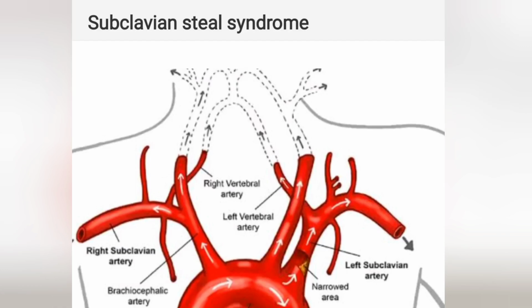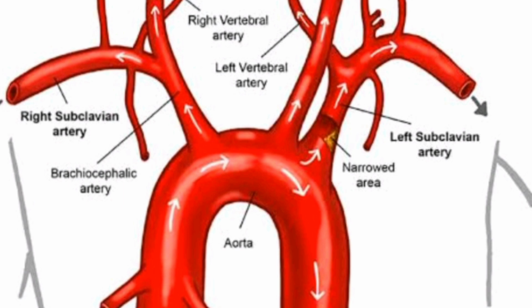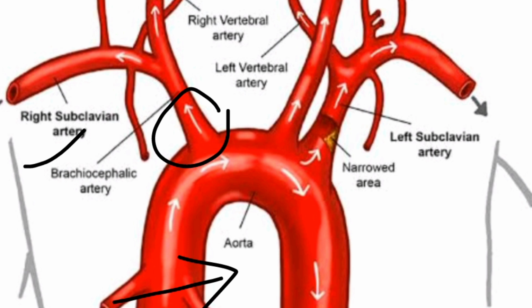So today we have our topic Subclavian Steal Syndrome. In this topic, first we should know some anatomy about these arteries. At first we have this aorta. From the aorta we get the brachiocephalic artery on the right side. Then this brachiocephalic artery further divides into the right subclavian artery and the right common carotid artery.